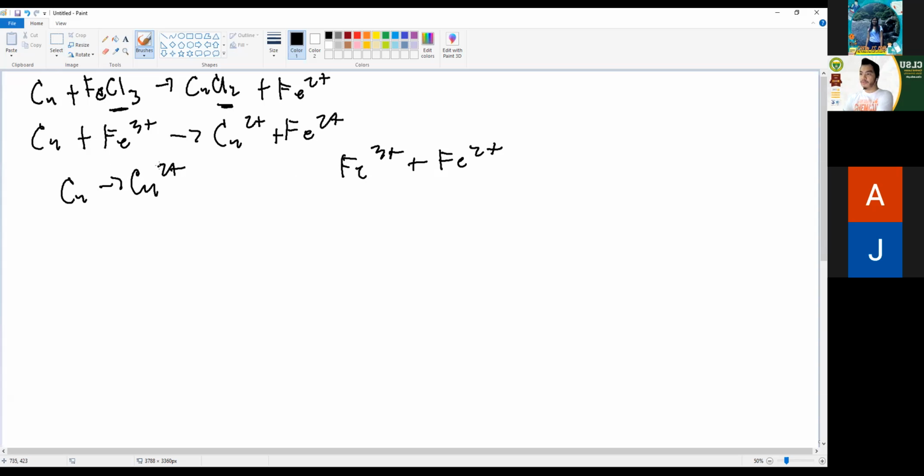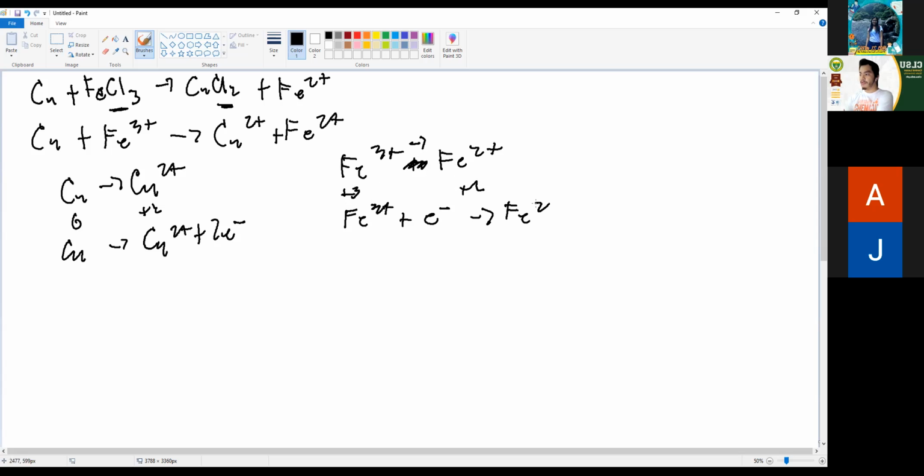So since you have 2, dito 0, dito positive 2, so copper will yield Cu2+ plus 2 electrons. Dito naman, you have positive 3 at positive 2. So Fe3+ plus 1 electron will yield Fe2+. Since you have 2 electrons here and 1 electron here, we will multiply this by 2. So magiging 2Fe3+ plus 2 electrons will yield 2Fe2+.